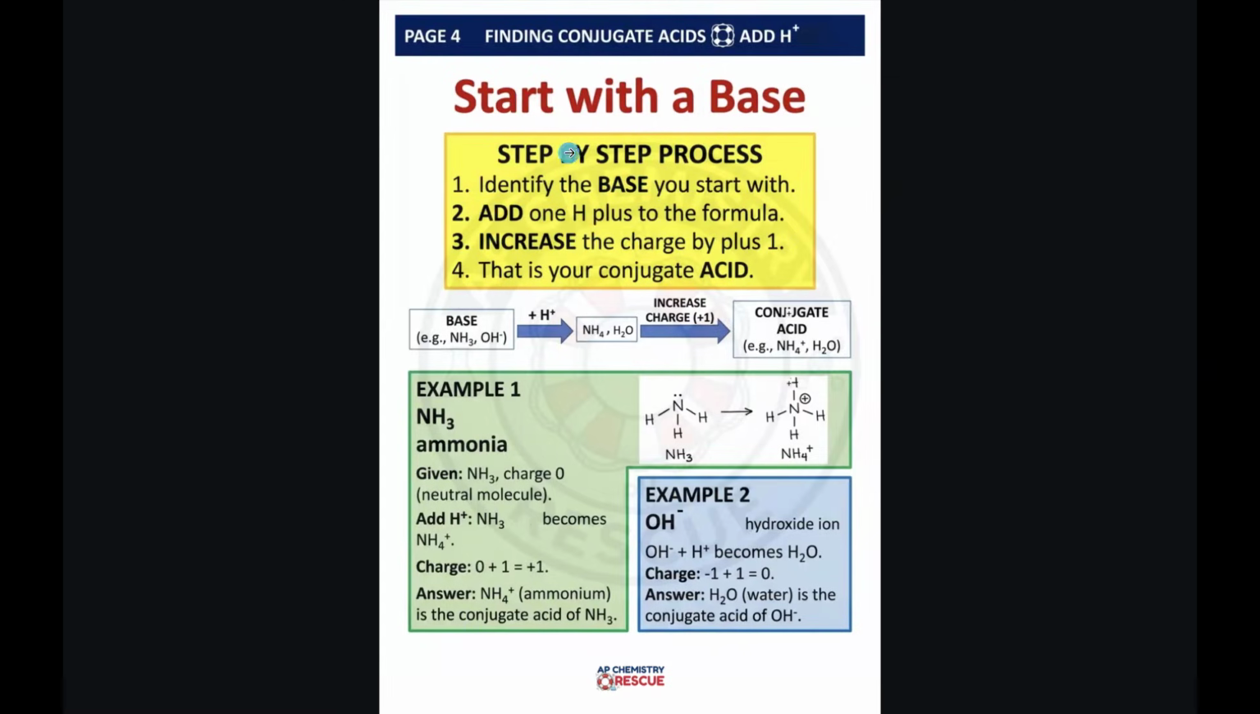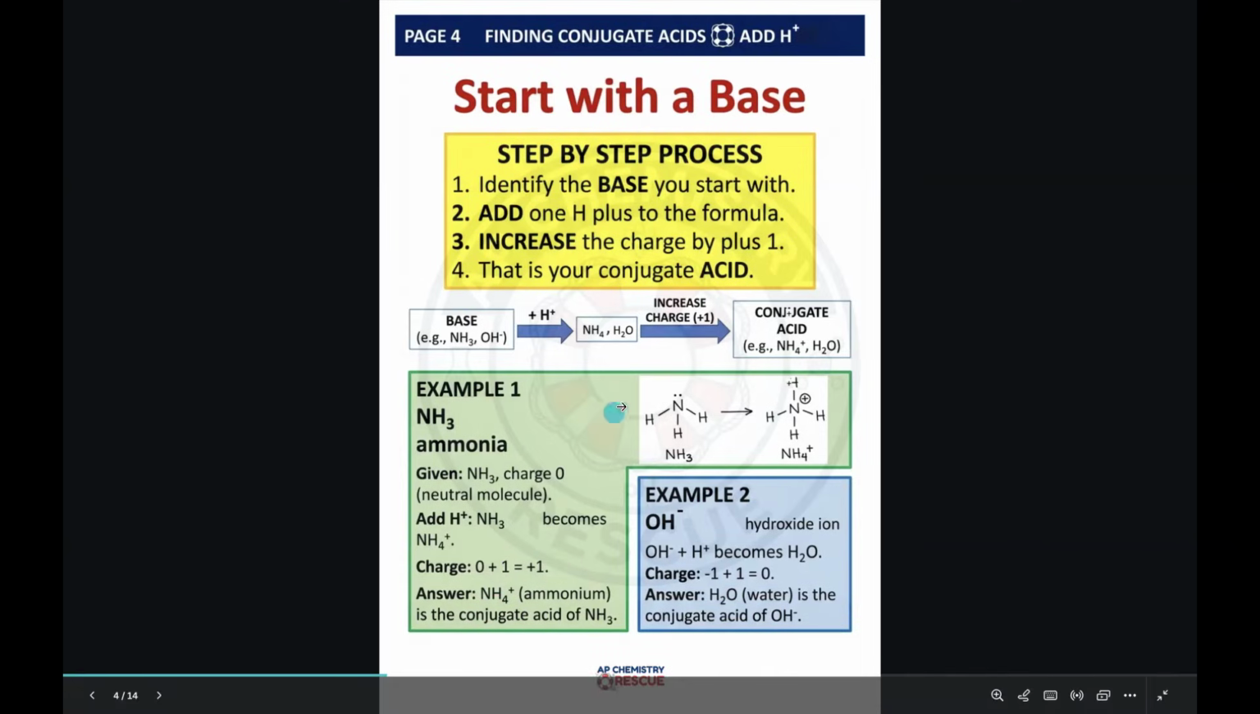So again, if you start with a base, the step by step is to identify the base you start with, add one H plus to the formula, and increase the charge by +1. That's your conjugate acid. So NH3 and OH minus change to NH4 and H2O. So NH4 plus, and this was negative, it becomes 0. Example 1 is ammonia, NH3, the charge is 0, a neutral molecule. You add one H, it becomes NH4 plus because the charge was 0 and becomes +1. So ammonium is the conjugate acid of NH3.